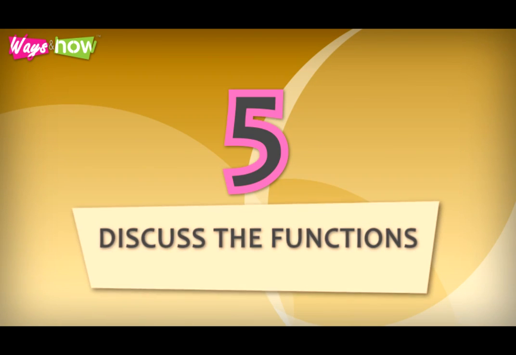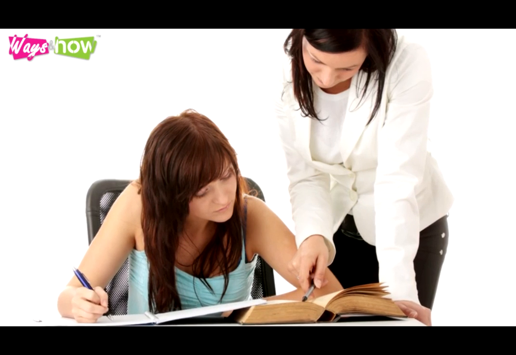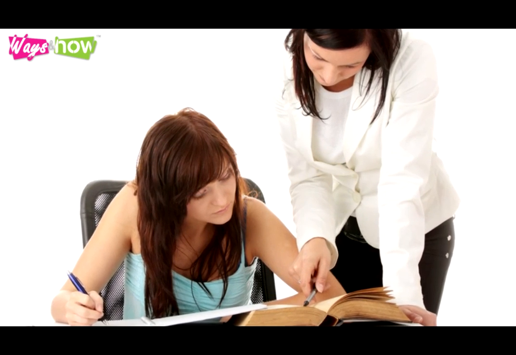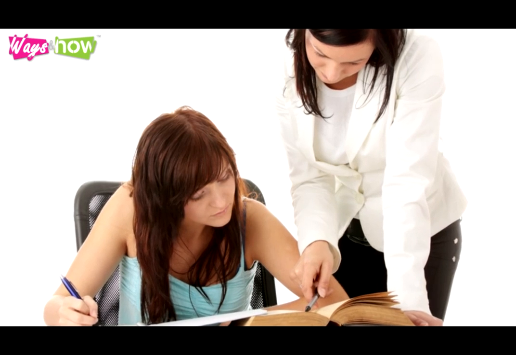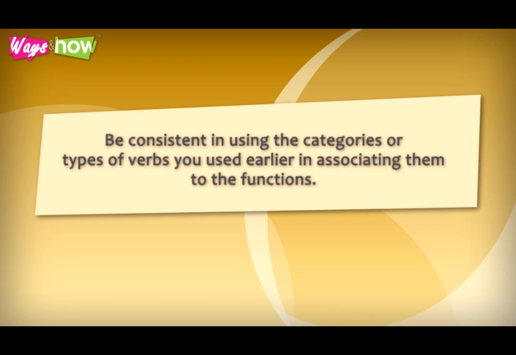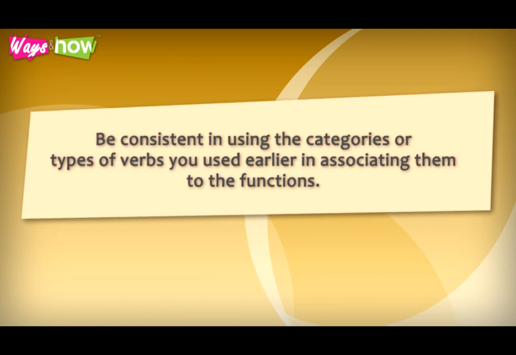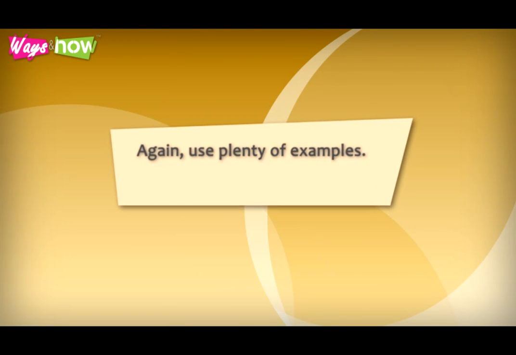5. Discuss the functions. After thoroughly explaining the definition, it is now time to discuss the functions or uses of the different kinds of verbs. Be consistent in using the categories or types of verbs you used earlier in associating them to the functions. Again, use plenty of examples.